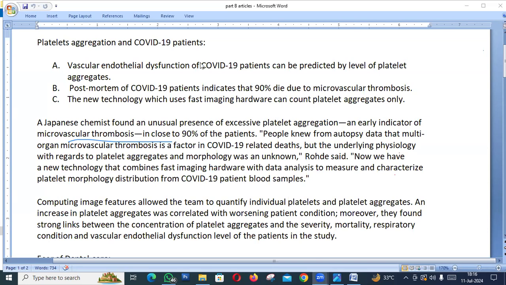For the question, you can say which of the following is true about platelet aggregation in COVID-19 patients according to the text given below. This could be the question like this.